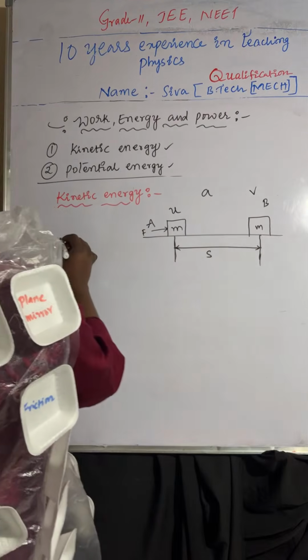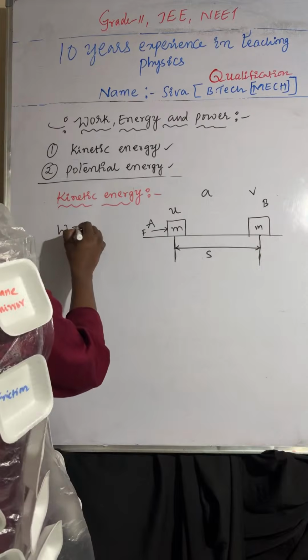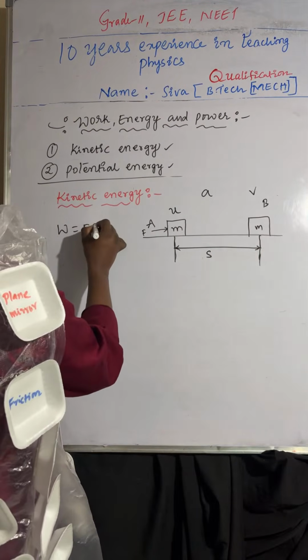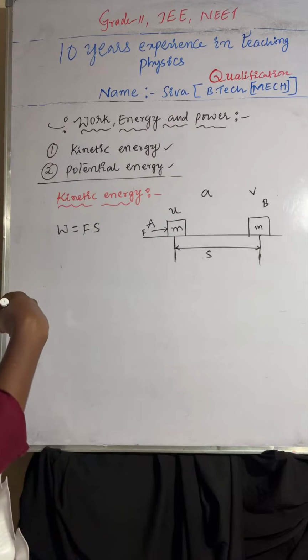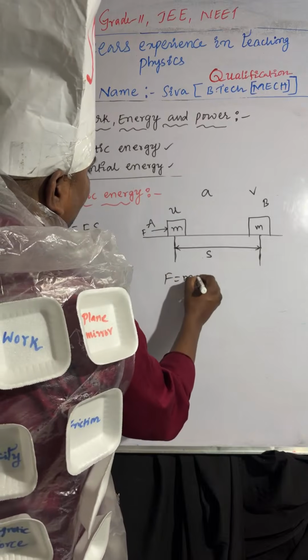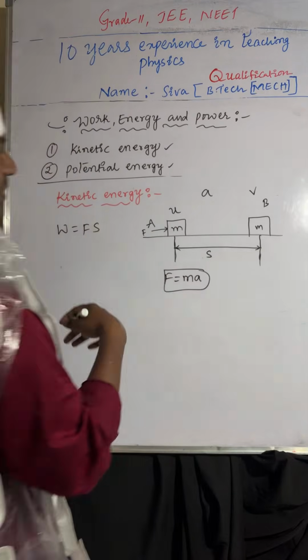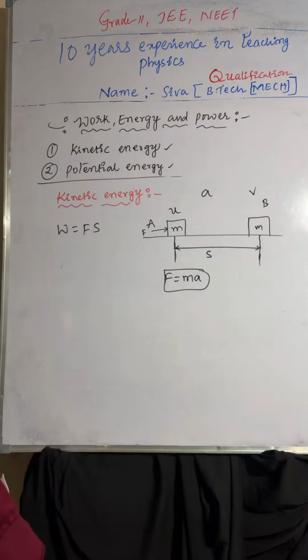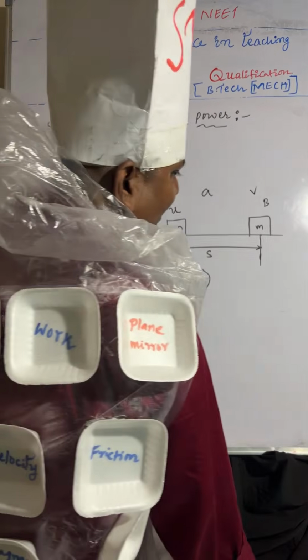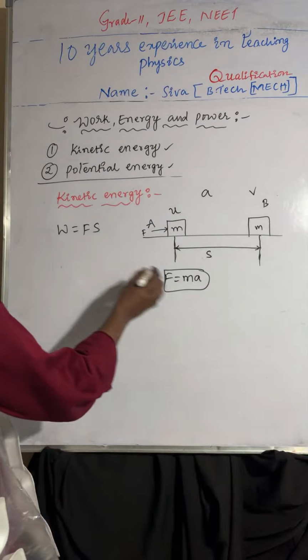Okay. So we know that when we apply force and the object moves, then work is done. So W equal to Fs. We know F equal to ma from Newton's second law. So the external force acting on the body is equal to the mass of the body times the acceleration of the body. So F equal to ma.